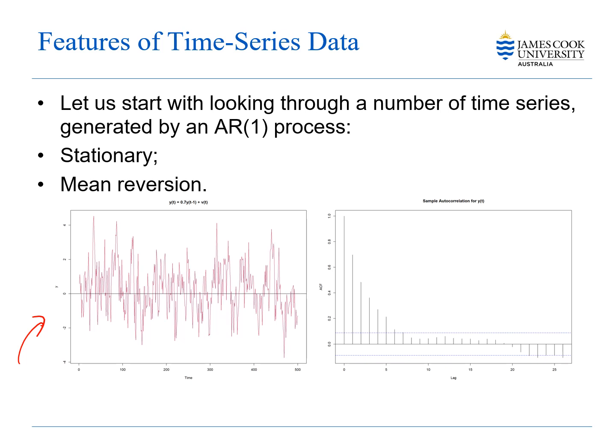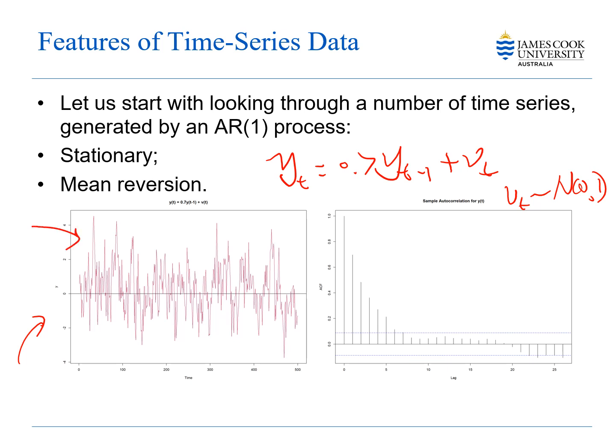The process is yt is equal to 0.7 yt minus 1 plus vt, where vt is standard normally distributed. Look at the graph here. First, we can see that it is stationary. This process is stationary.